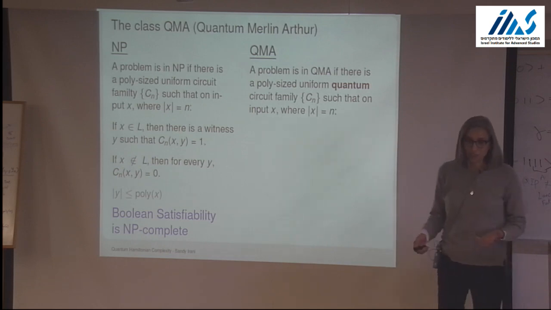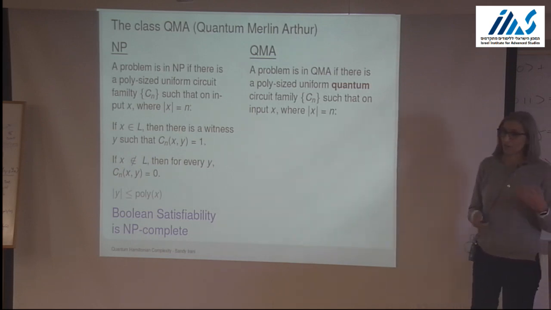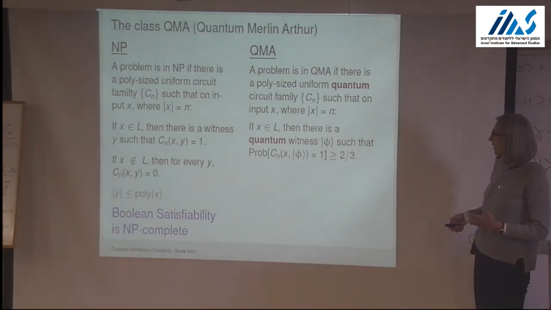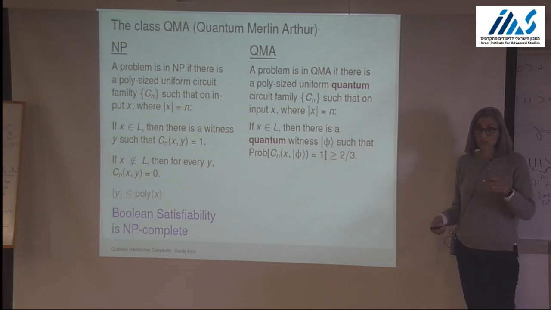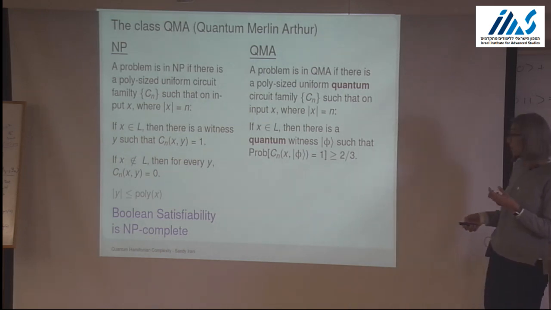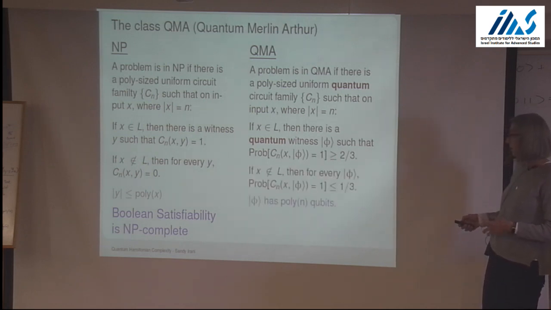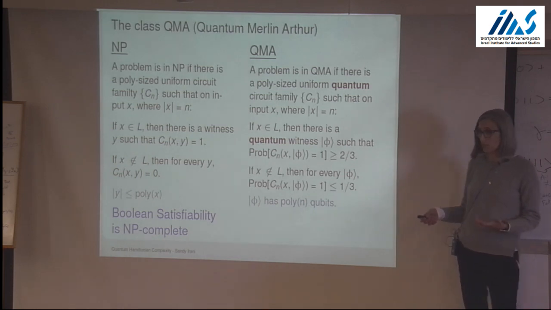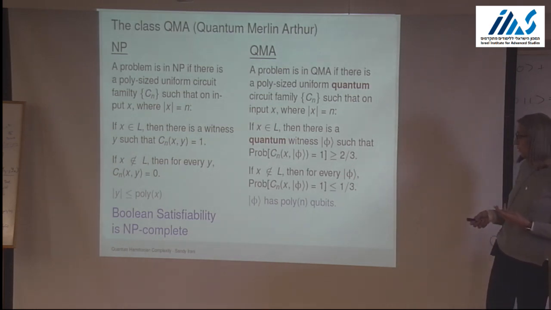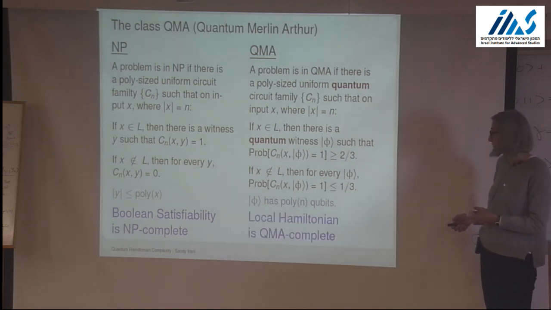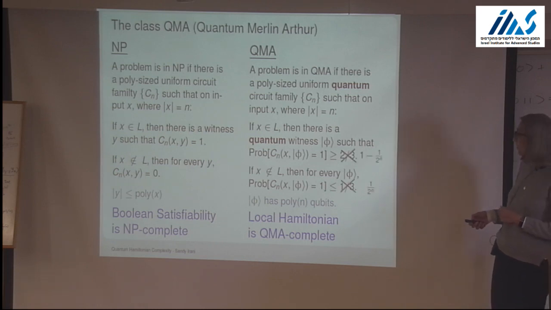And now we have the quantum version of NP. Instead of a polynomial time classical algorithm, we have a quantum circuit family. If X is in the language, the witnesses are now also quantum. So if X is in the language, there's a poly-size quantum witness so that your circuit will accept with probability at least 2/3. If it's not in the language, no matter what witness the circuit is given, it will accept with probability at most 1/3. The name of the game today is to show that local Hamiltonian is QMA complete. And we showed last time that we can boost these probabilities to be exponentially close to 1 and 0.